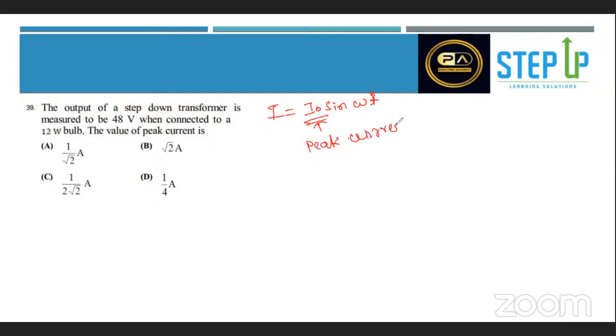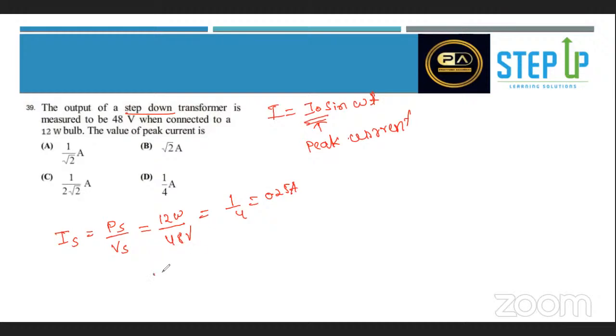Peak current, you say, or the highest value for the current basically. Okay, so when we are trying to find that, for the step down transformer, the current in the secondary coil will be equal to the power in the secondary coil divided by the potential difference in the secondary coil. So if I have power as 12 watt and this is 48 volts, this becomes 1 by 4, which is nothing but 0.25 ampere. So the current in the secondary coil is 0.25 ampere.